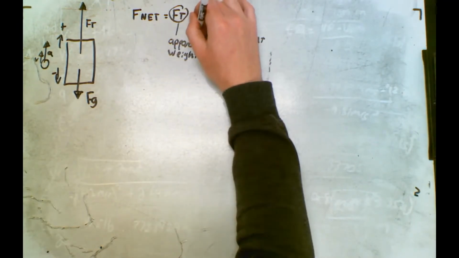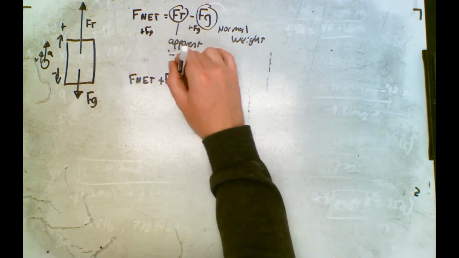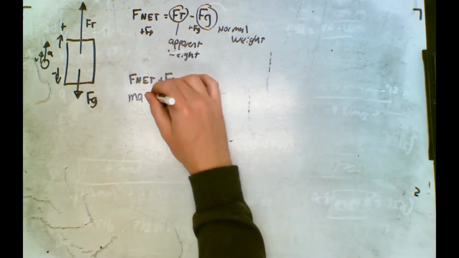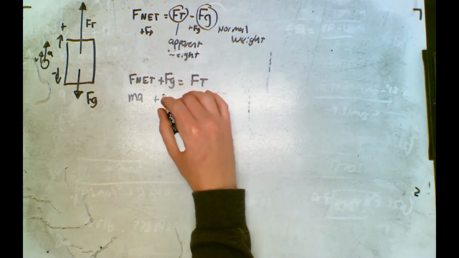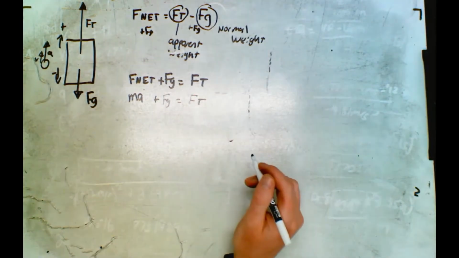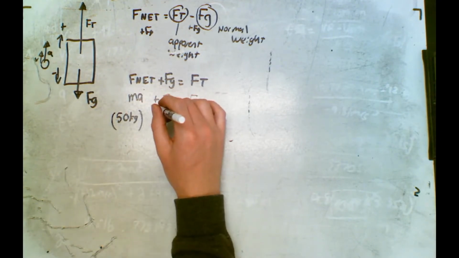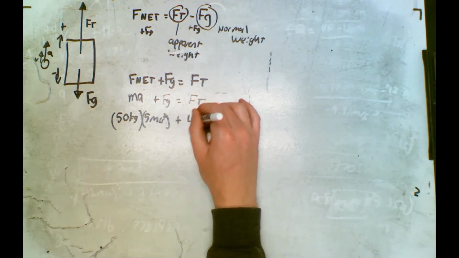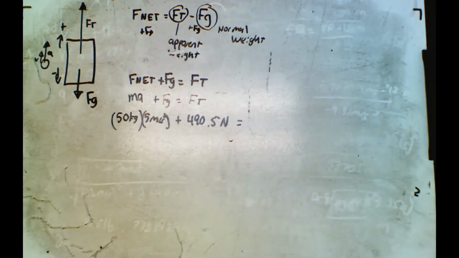So I'm going to add an Fg to both sides, and I get F net plus Fg is equal to force of tension. I can break this down into Ma. And normally I could break this down into Mg, but they already gave it to us in the question, so I'm just going to keep it like that, and we'll solve for Ft. So the mass of the woman is 50 kilograms. She's accelerating upwards at 5 meters per second squared. And then we're going to add on that 490.5 newtons. That's the weight they gave us in the question. That's her normal weight. And we can solve for how heavy she feels.